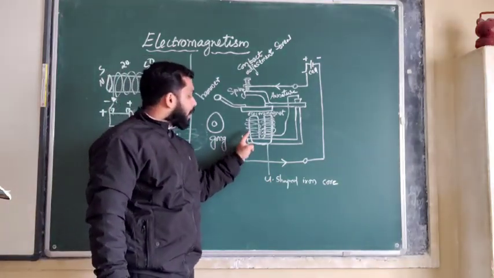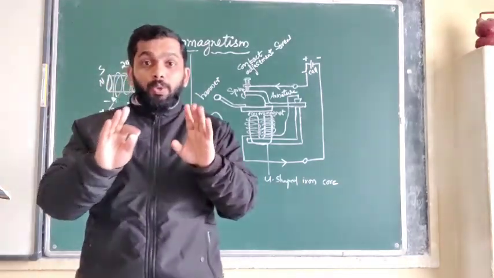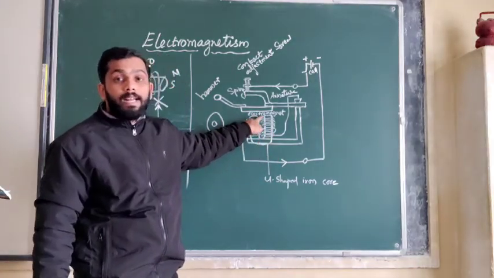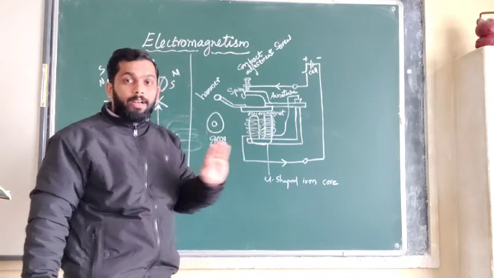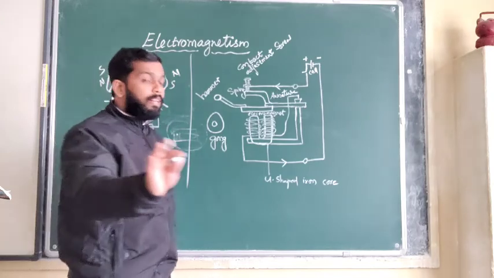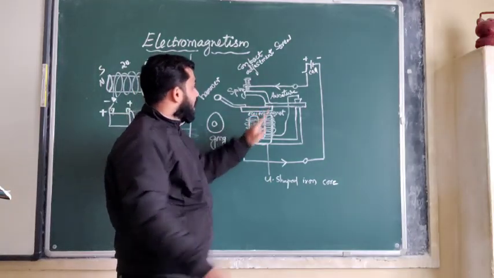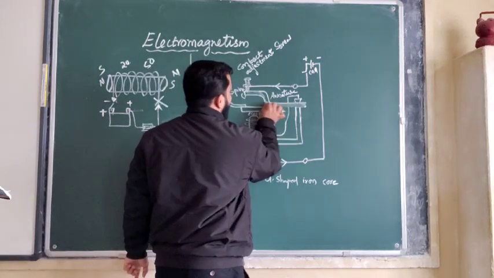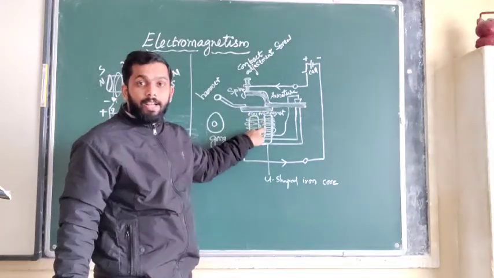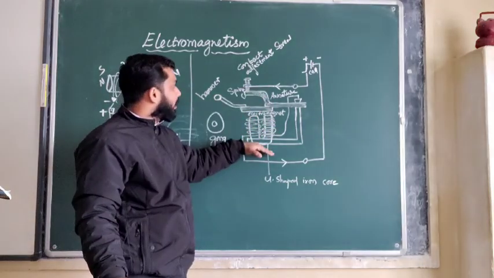Now, when the current is passed through this U-shaped iron core, what will happen? Due to electromagnetism, this U-shaped iron core will act as an electromagnet. Now, when this iron core is acting as an electromagnet, what will happen? This armature is made of iron. Iron is a magnetic material, so it will be attracted by the electromagnet.